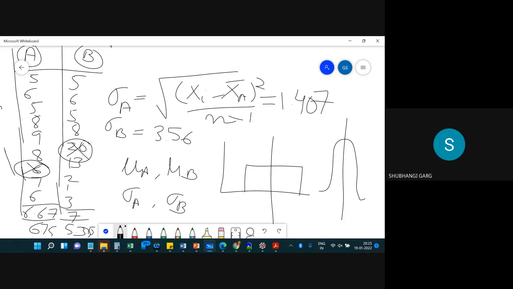Since median is not affected by the extreme values, I think in case B, median would be very useful. Right, Shubhangi. So median is very useful in representing data which is skewed or non-symmetric, because it is not affected by the outliers or the extreme values. We call them outliers.